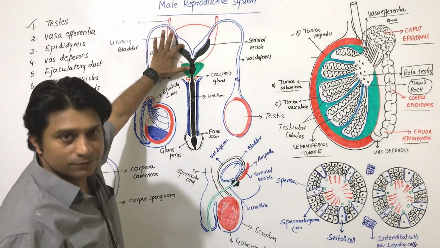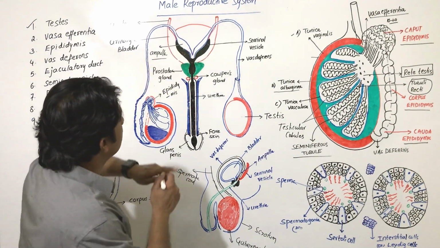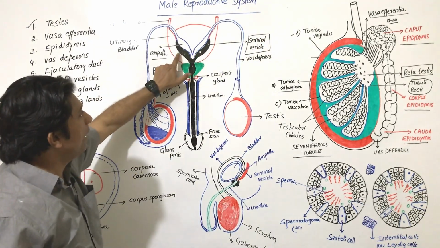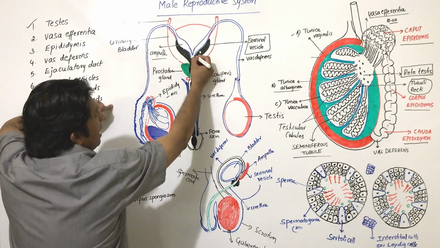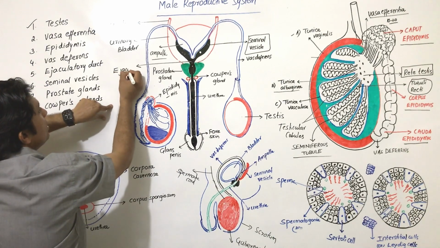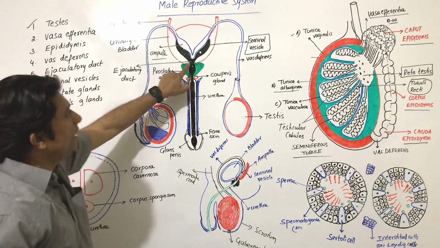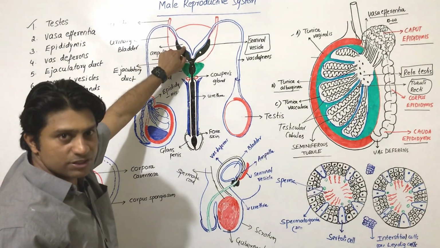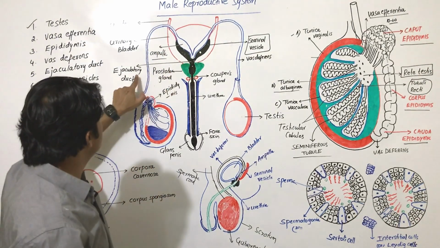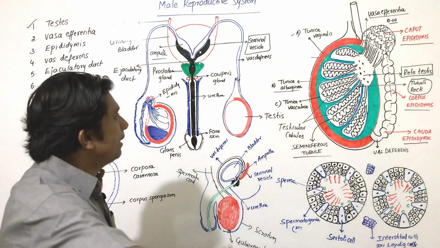So fine, this is the ampulla. Now the ampulla of the vas deferens joins with the seminal vesicle. Seminal vesicles are one pair. This junction is known as the ejaculatory duct. So the ampulla of the vas deferens joins with the seminal vesicles on both sides and forms the ejaculatory duct. So now the sperms are here. Now we'll come back to that again.